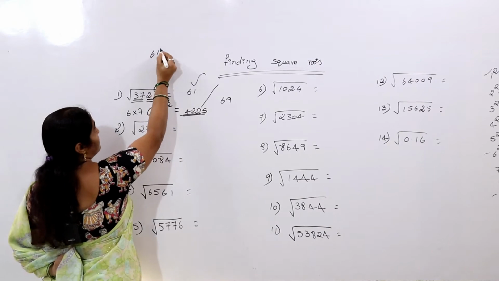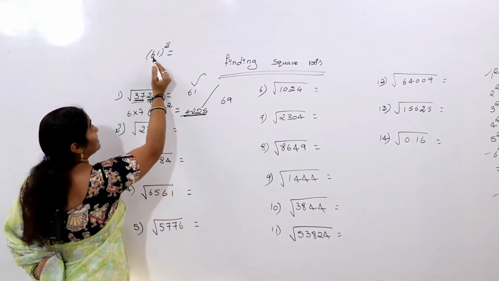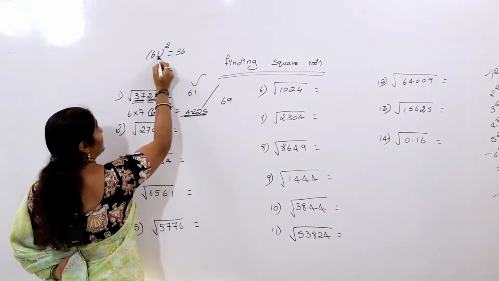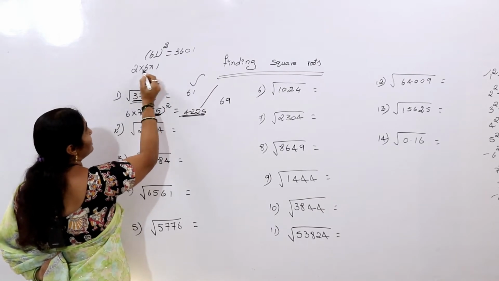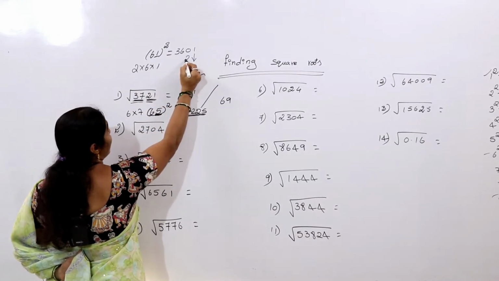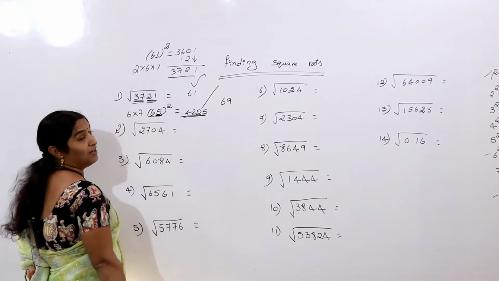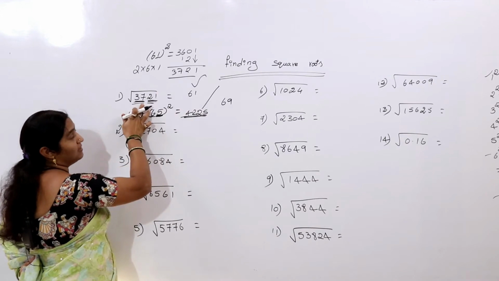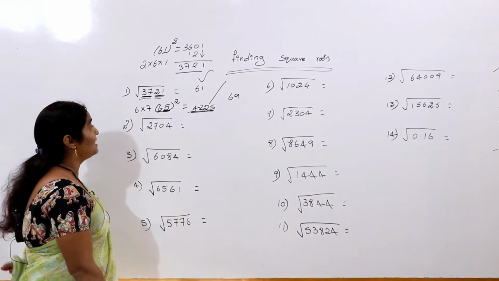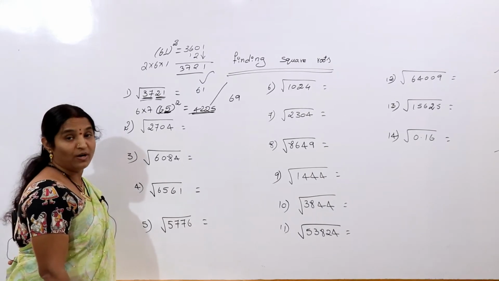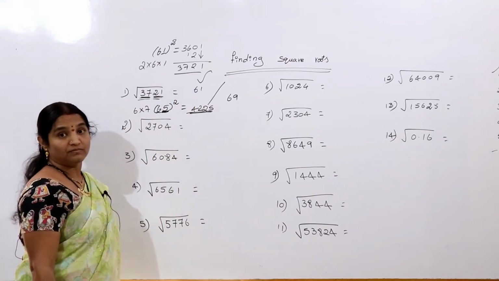Let us check whether 61 square is equal to 3721 or not. A square means 6 square is 36, B square means 1 square is 01, 2AB means 2 into 6 into 1, 2 sixes are 12. Leave the last digit and add 12. 1, 2, 7, 3. 3721. Here also we have the same number. So 61 is the square root value of 3721. The square root of 3721 is equal to 61.